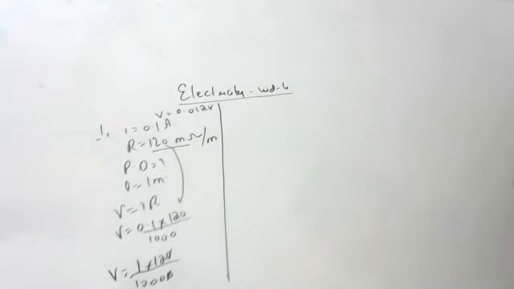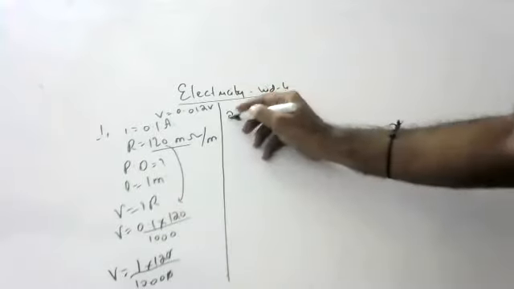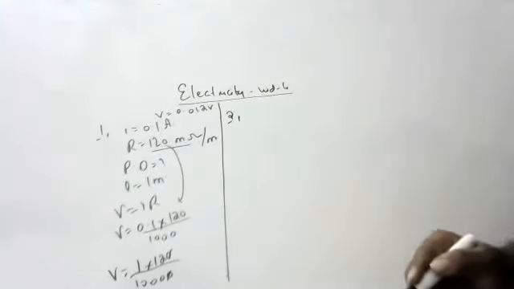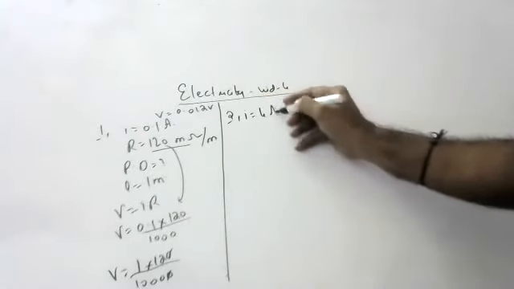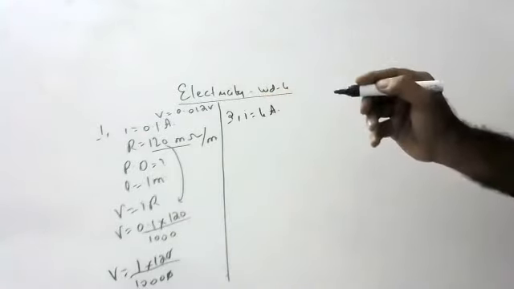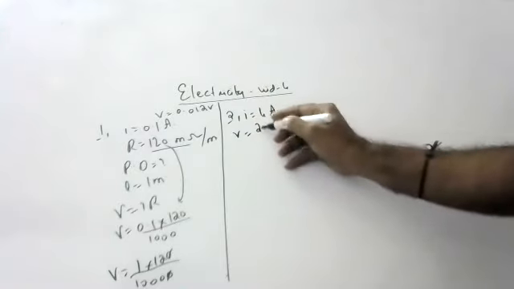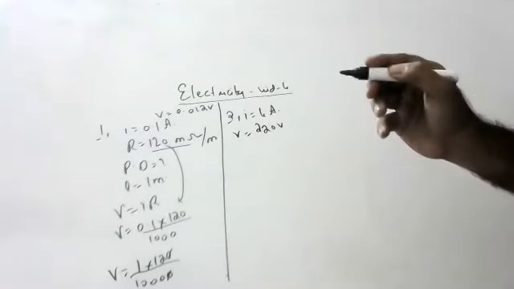Okay. Next one. Second. Okay, children, one more question. Second question is like this: an electric iron draws a current of 4 amperes from a 220 volt supply. Okay.